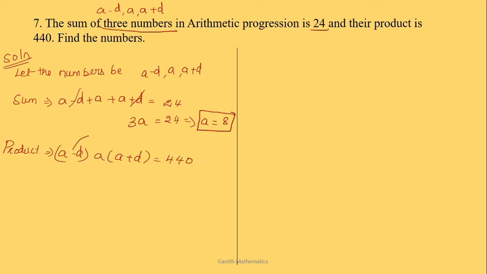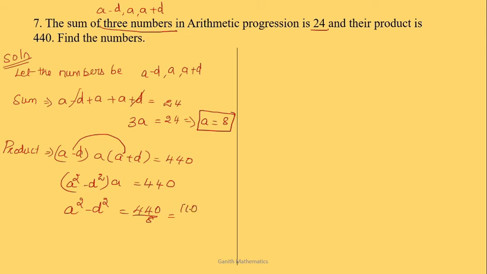Right? (A minus D) into (A plus D), you know the algebraic formula, right? A square minus D square is equal to 440. We know that A is equal to 8. We can substitute that. So A square minus D square is equal to 440 by 8. So numerator and denominator will get cancelled by 4.